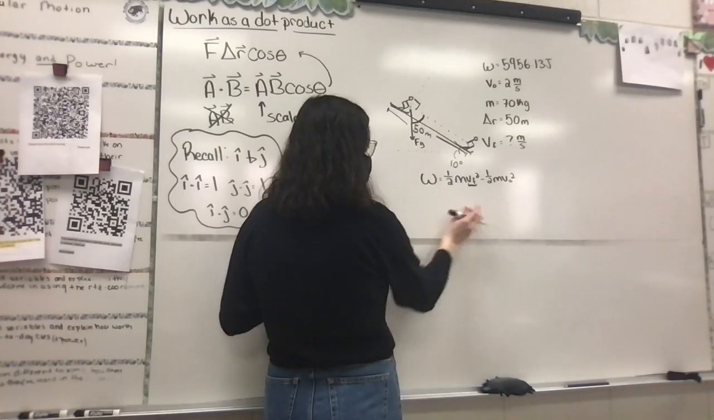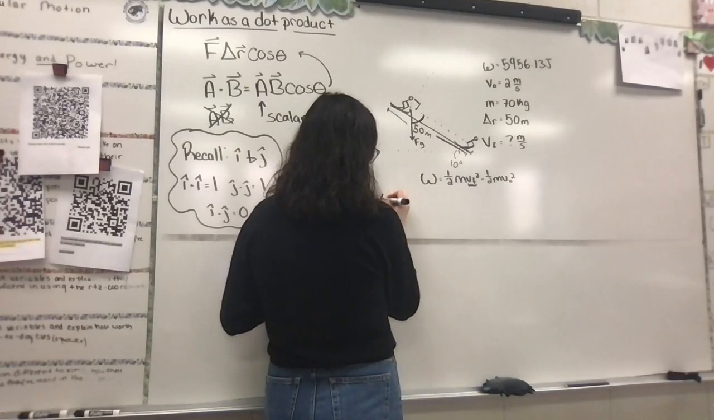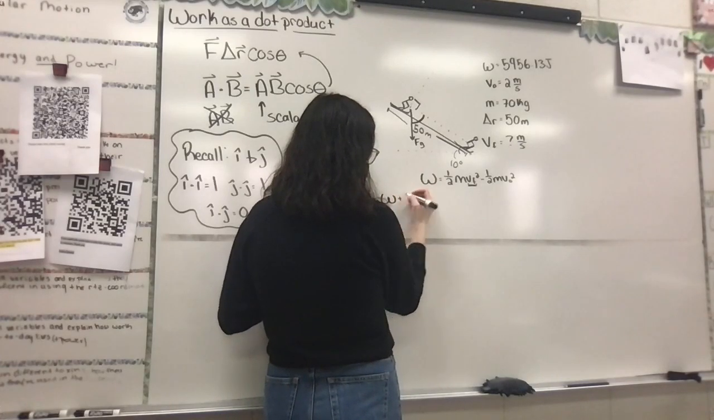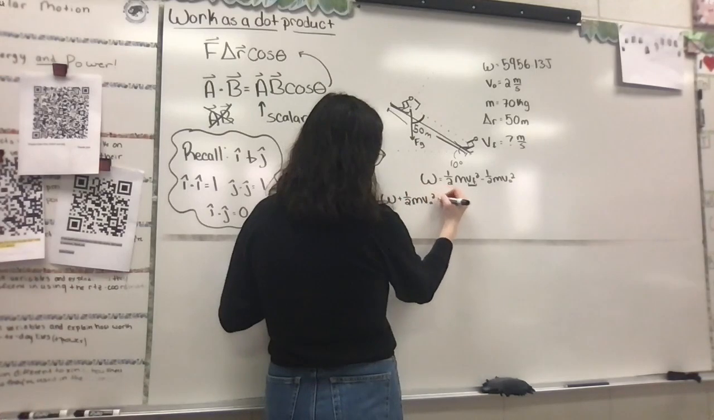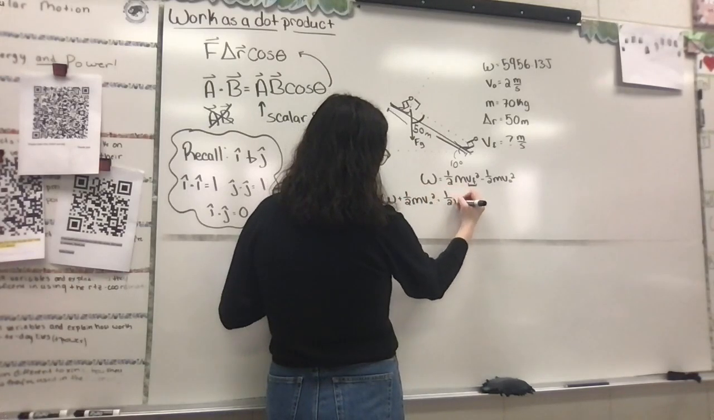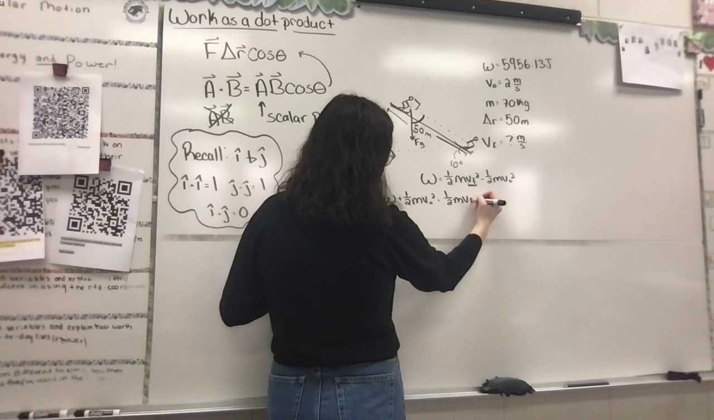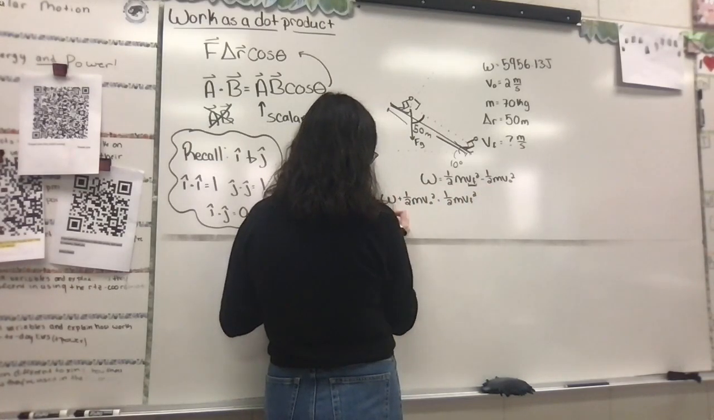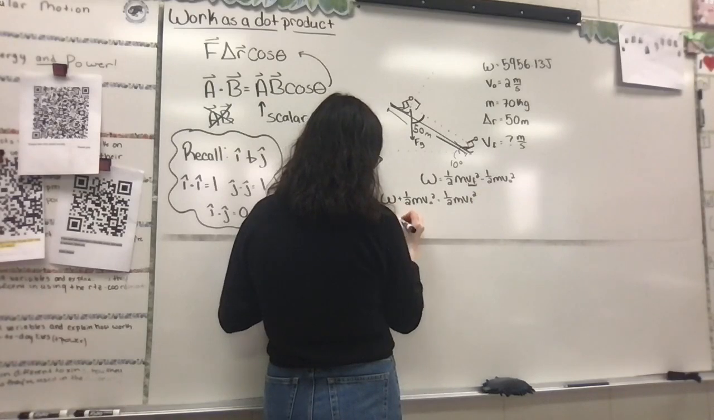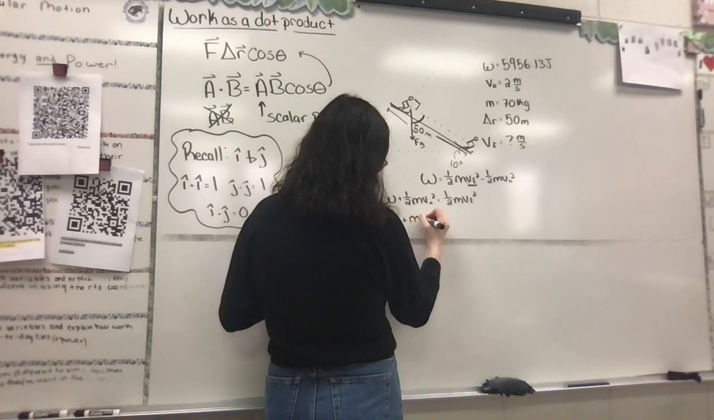So, what do we need to move around, you guys? You need to add 1/2 mv squared to the other side. And then divide by 1/2 m, which is the same as multiplying by 2 and dividing by m. And then you're going to take the square root of all of it.